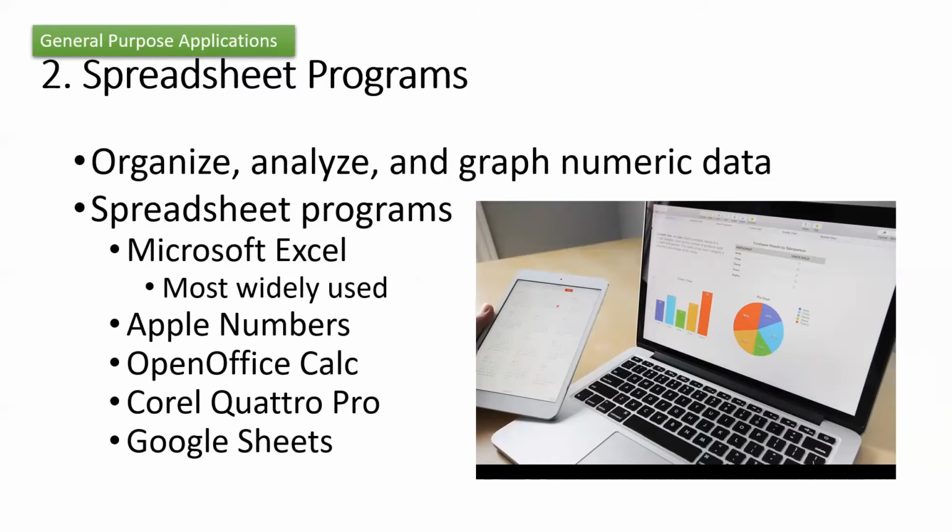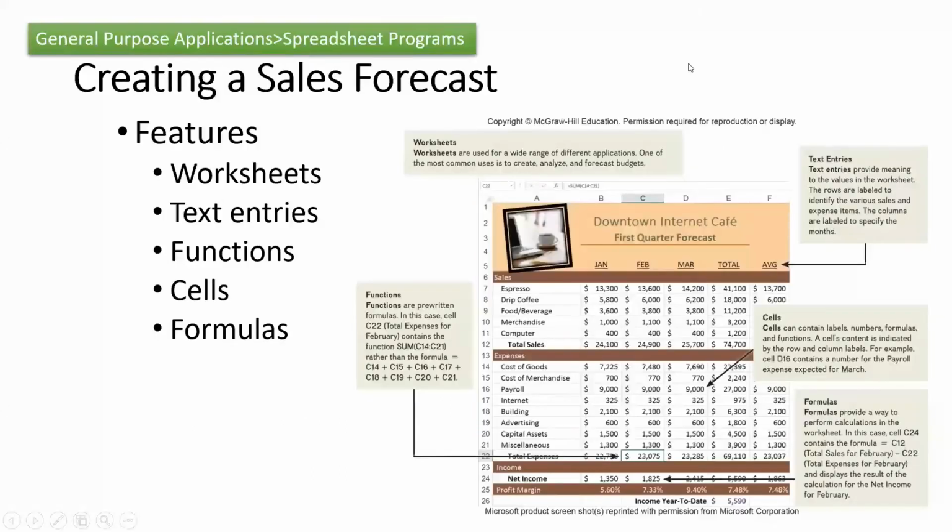Okay, especially when we want to calculate, because in the Microsoft Excel it gives you the easiest way to do the calculation. Rather than the Microsoft Excel, Apple also provide their spreadsheet program, which we call it as the Apple Numbers. Rather than that, we have the OpenOffice Calc, Corel Quattro Pro, and Google Sheets. Google Sheets is for the cloud application. Okay, this is the look for the spreadsheet program.